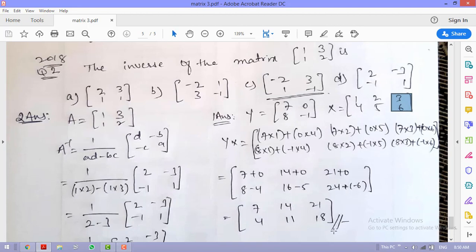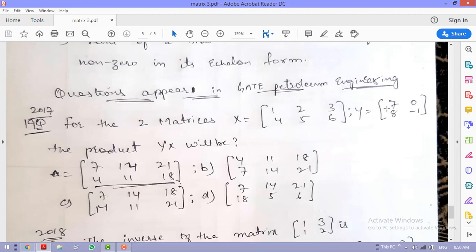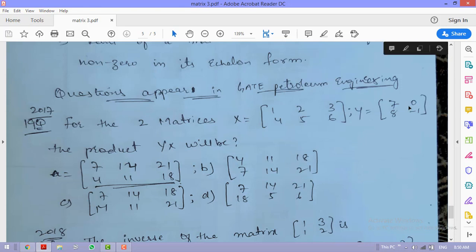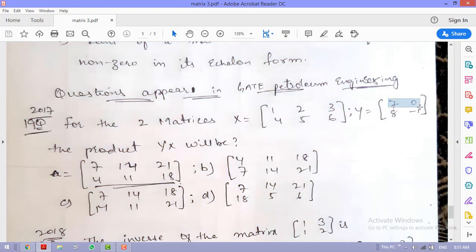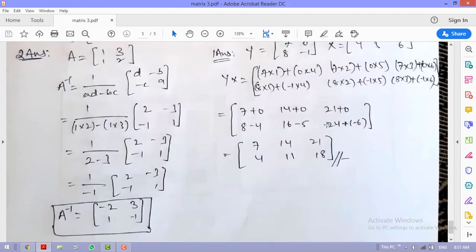After this, look at the order of this matrix, which is 2 rows and 3 columns. The 2 rows come from the order of the Y matrix, which has 2 rows, and the 3 columns come from the matrix X. So I hope you understood this one. That's the end of our matrices.